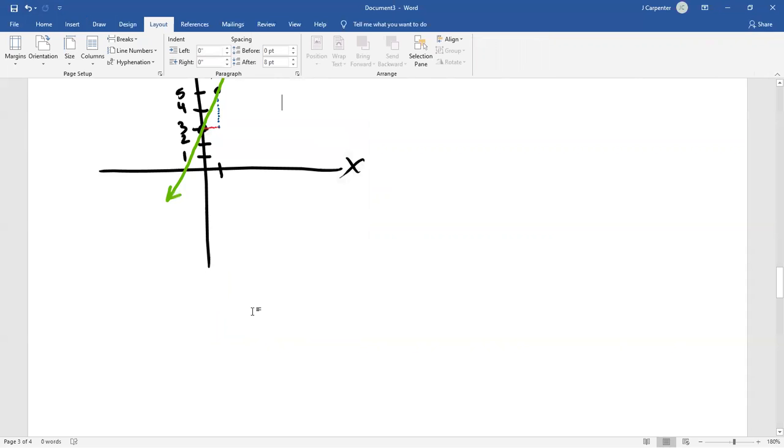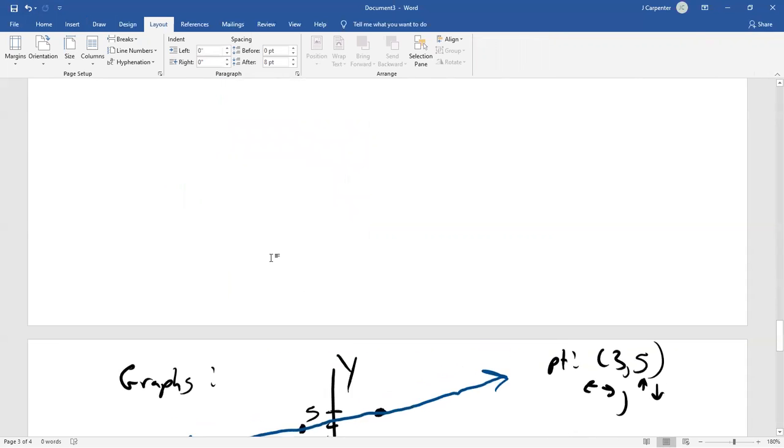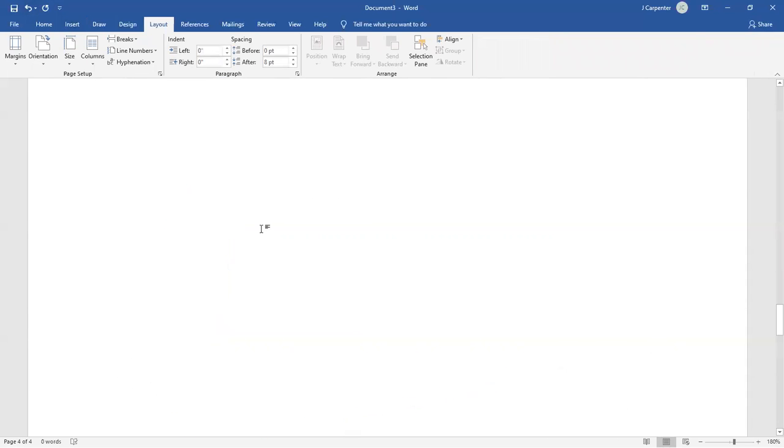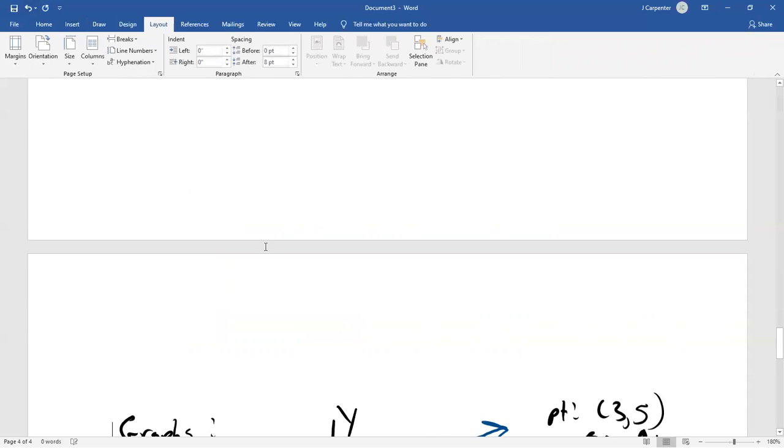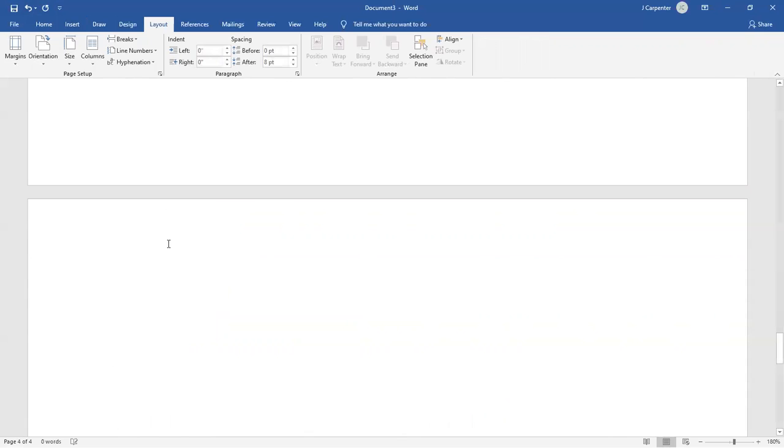Oh, come on. I have all these other pages and it just keeps doing this to me. Whatever. Sorry about that. I'll make sure this is set up better next time.